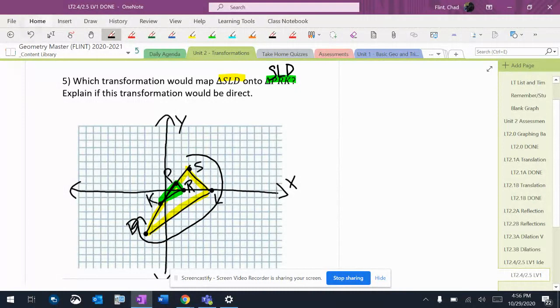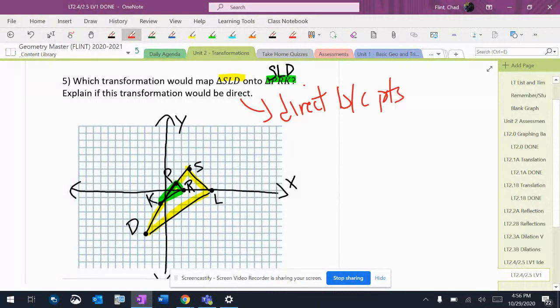Okay, you can color the points in if you want, like I did on the last example, or you can kind of look at it like that. All right, I highlighted it already to do that piece. So I'm going to say it's direct because the points are in the same order. All right, points are in the same order.